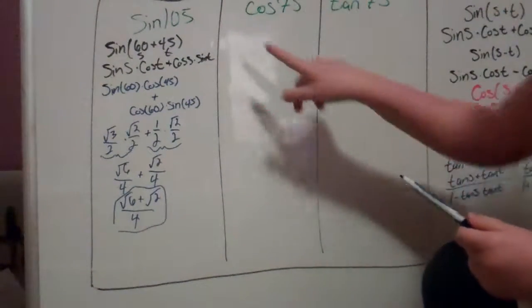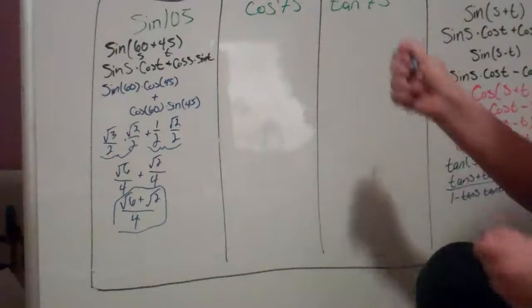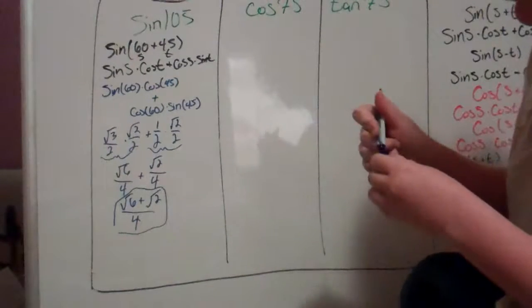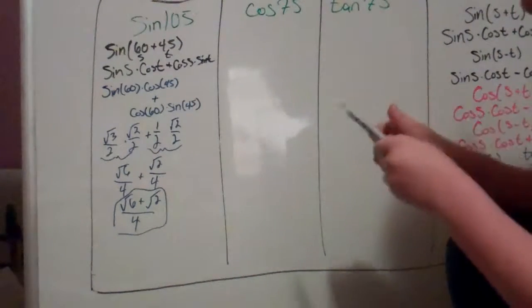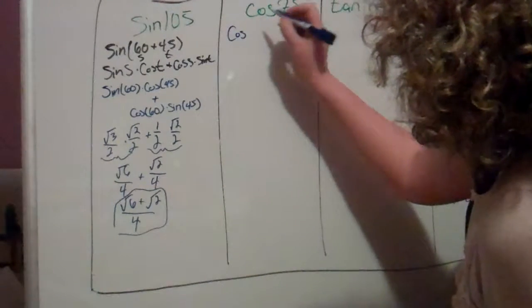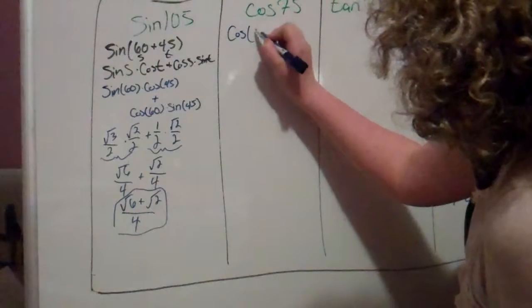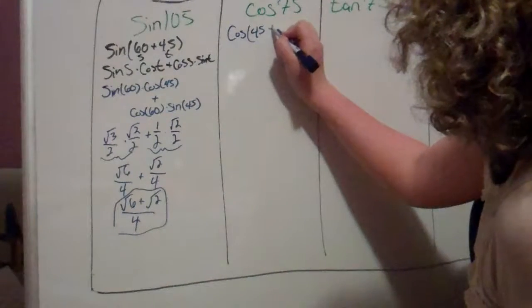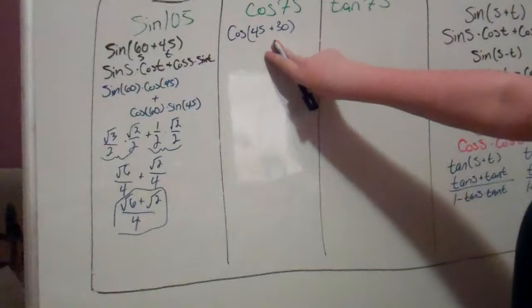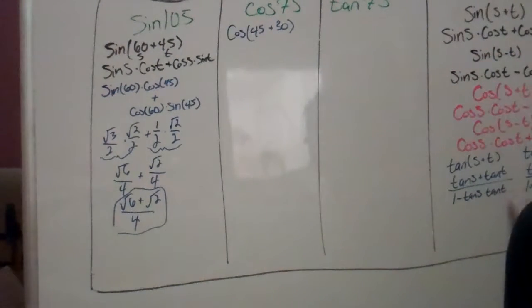We are now going to solve for cosine of 75 degrees. Again, we are going to split it up like we did for sine into 2 degrees. So it shall be cosine 45 plus 30. We are still going to be using addition, so we'll be using the cosine s plus t equation.